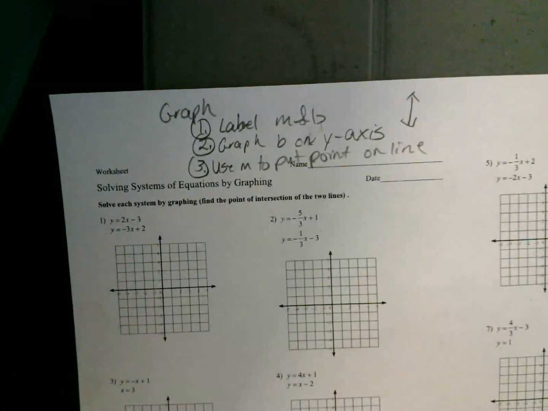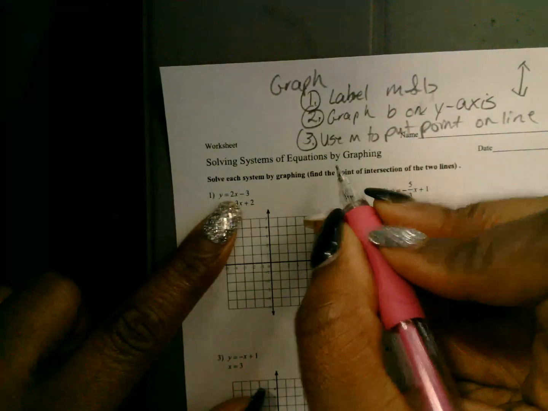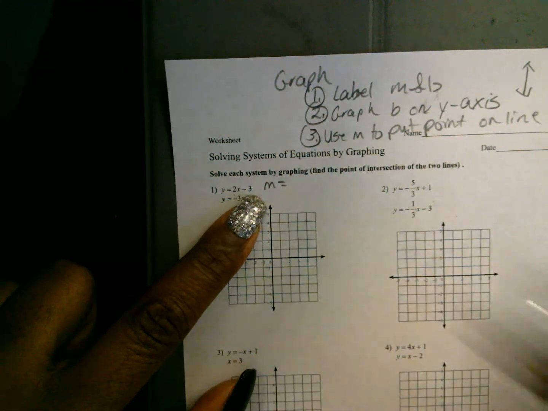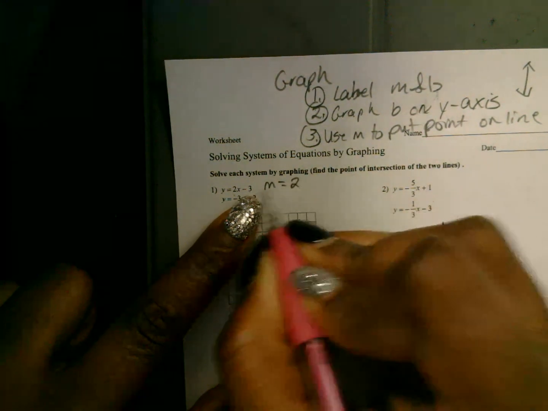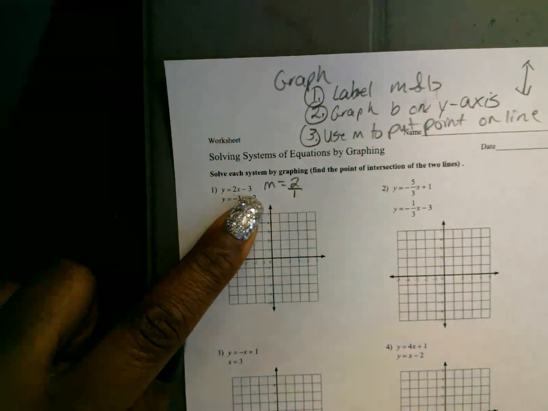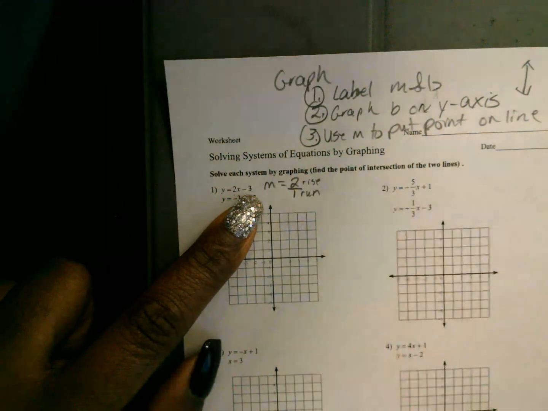I'm going to pause for the calls. So now we are going to label our m and our b for this first equation. Which one of these numbers, 2 or -3, is the m? 2. We're going to write it as a fraction by putting it over 1. The top number is the rise. The bottom number is the run. Very good.